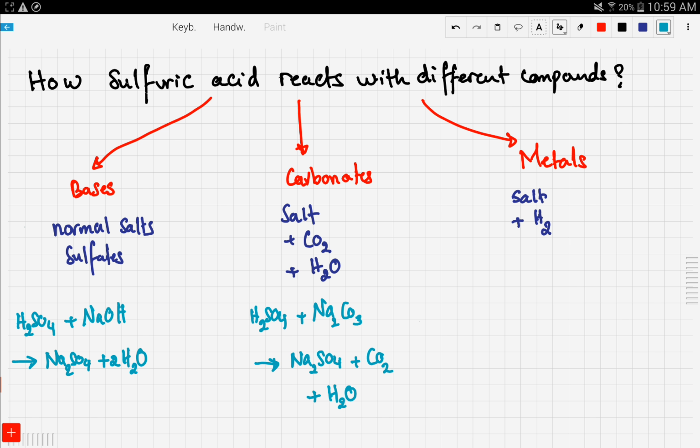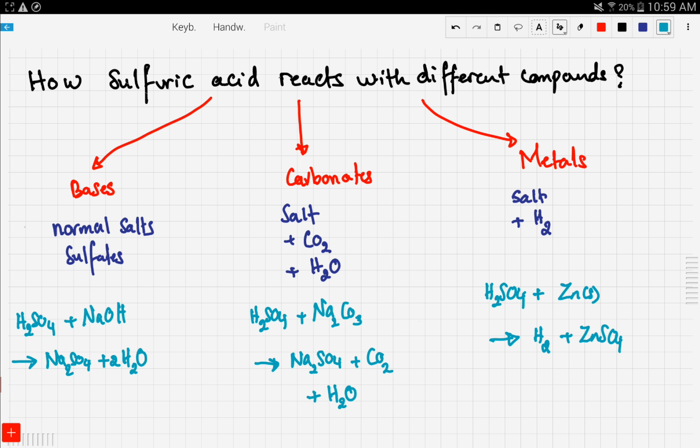Now, pay attention to this. This is often the reaction used in the laboratory to produce hydrogen gas. So, here, sulfuric acid reacting with zinc solid would produce hydrogen gas plus zinc sulfate.